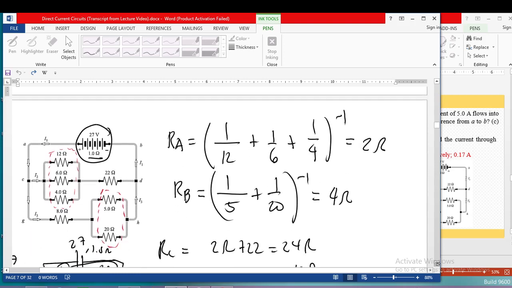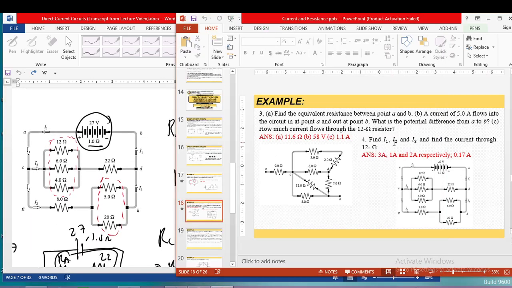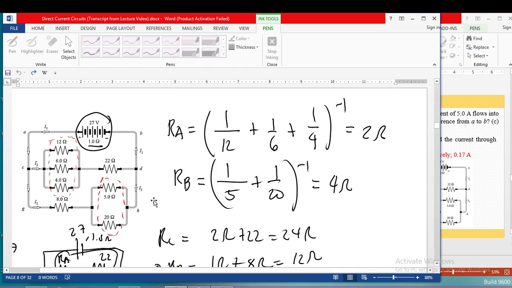So we have to find the total. Find I1, I2, and I3 and the current through 12 ohms. So let's evaluate. Your source has an EMF of 27 volts but it has an internal resistance of 1 ohm. So it supplies a current I1, meaning that I1 is actually the total current of the circuit. Then at junction C, or node C, it splits into I3 and I2.